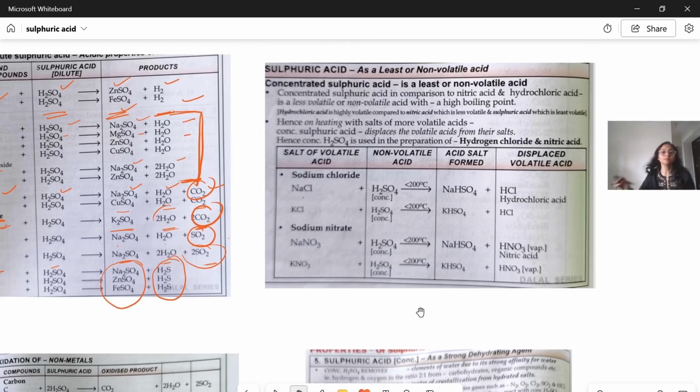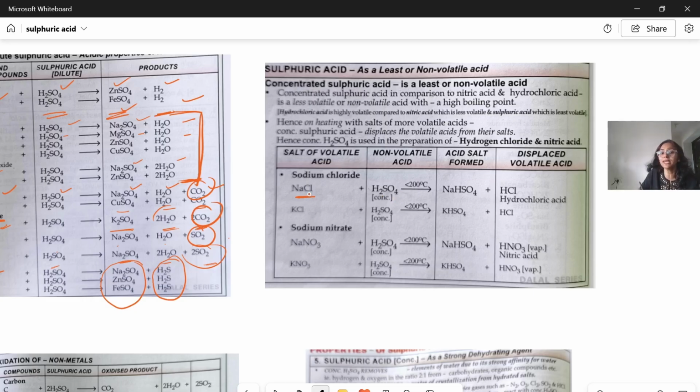Coming to the other properties of sulfuric acid. Now we should know that sulfuric acid is a less volatile acid. HCl and HNO3 are more volatile. So a less volatile acid can displace the volatile acid from its salt. What does that mean? Look, for example, sodium chloride plus sulfuric acid. So what will sulfuric acid do?